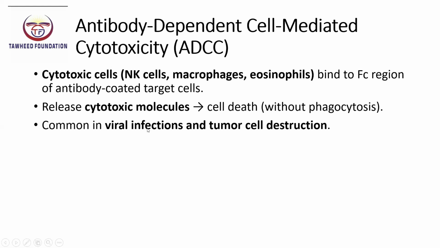Unlike phagocytosis, the target cell is not ingested. Instead, the cytotoxic cells release enzymes and toxic molecules that kill the target cell externally. This mechanism is especially important in controlling viral infections and tumor cells, where the immune system needs to eliminate infected or abnormal cells without engulfing them.